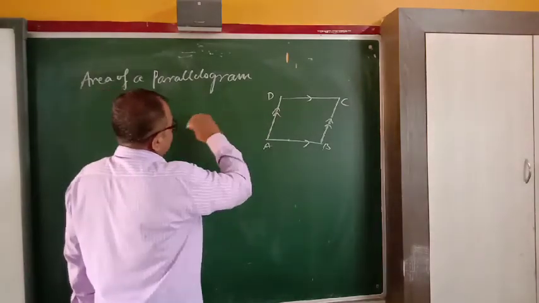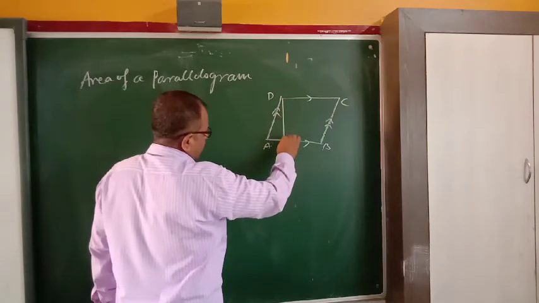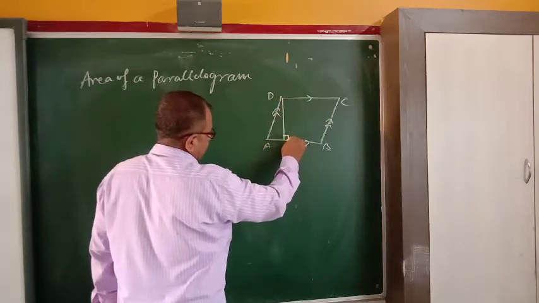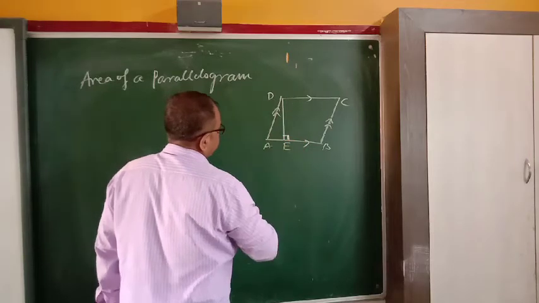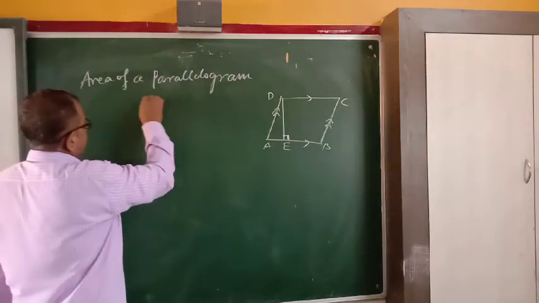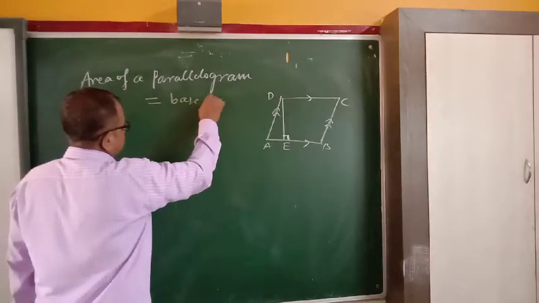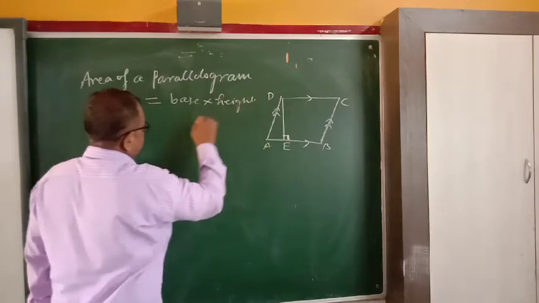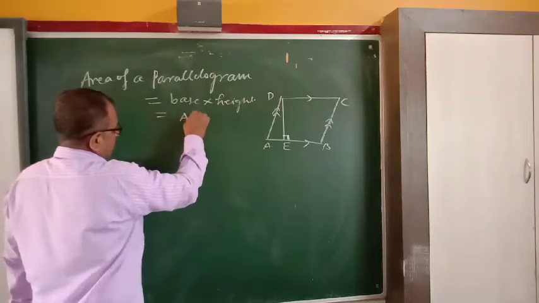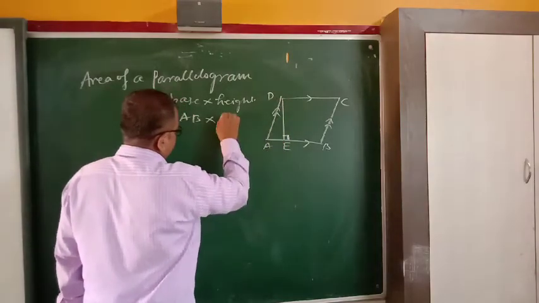So how will we find the area of a parallelogram? We will draw the perpendicular from D on the side AB. This is the height of the parallelogram. Suppose it is E. So the formula is: area of parallelogram is equal to base into height. AB is the base, DE is the height.